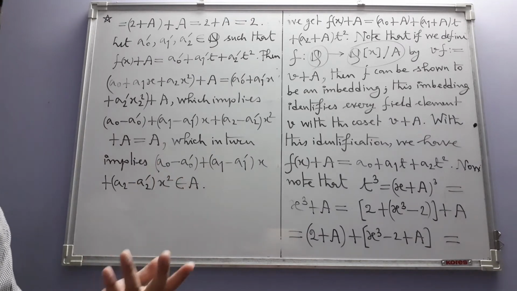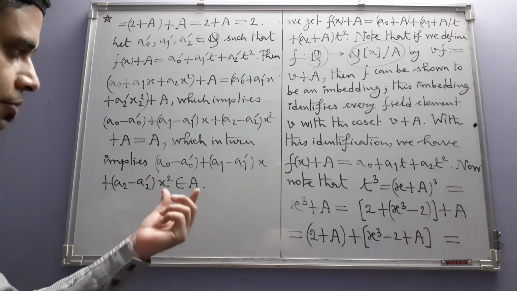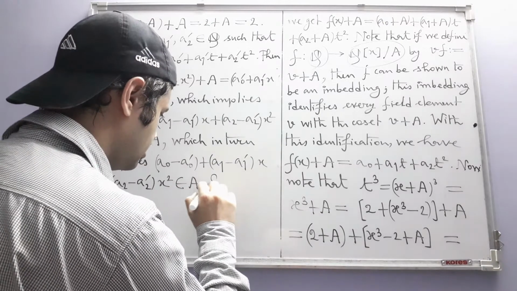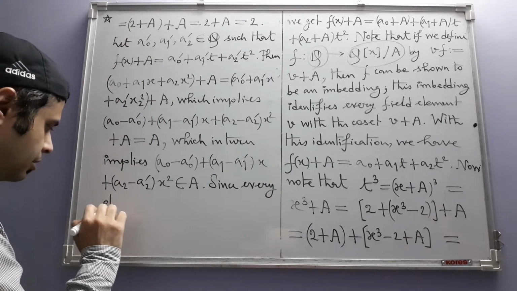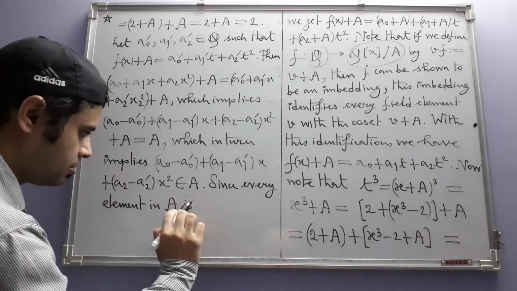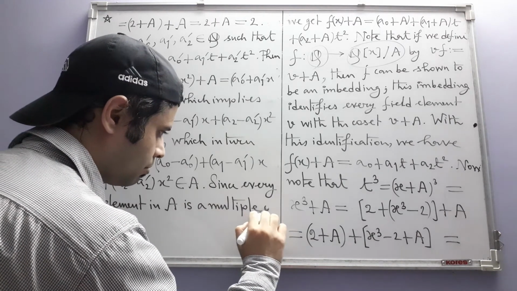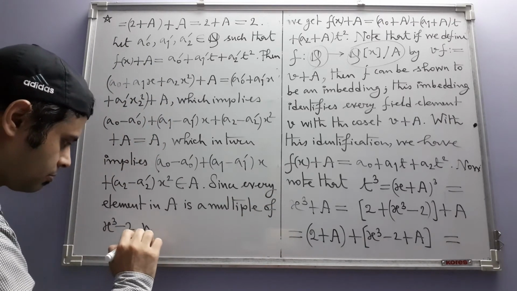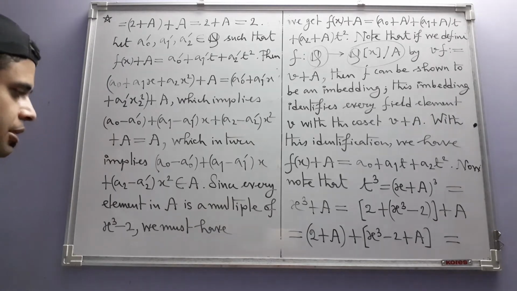Now, what type of elements does A have? A has polynomial multiples of the polynomial x cube minus 2. Since every element in A is a multiple of x cube minus 2, we must have this.